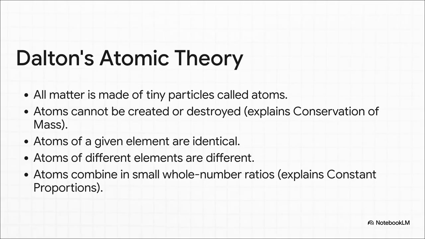So, here are the main points, or postulates, of Dalton's atomic theory. Let's look closely at how they explain the laws. Look at the second point. Atoms are indivisible particles which cannot be created or destroyed. That's the perfect explanation for the law of conservation of mass. Now, look at points 5 and 6. They say atoms combine in simple whole number ratios and that the kinds of atoms are constant in a compound. Well, that's exactly why we have the law of constant proportions. See how beautifully Dalton's theory connected everything?